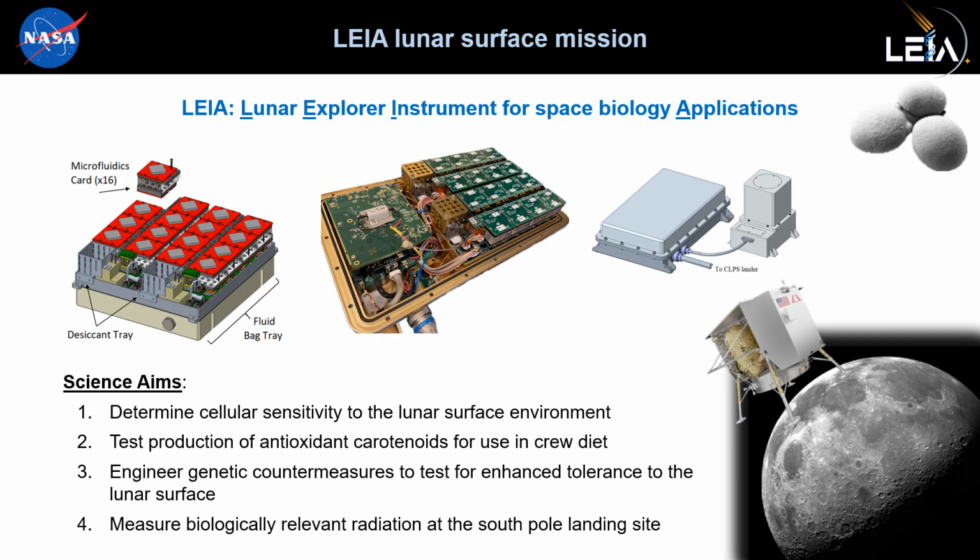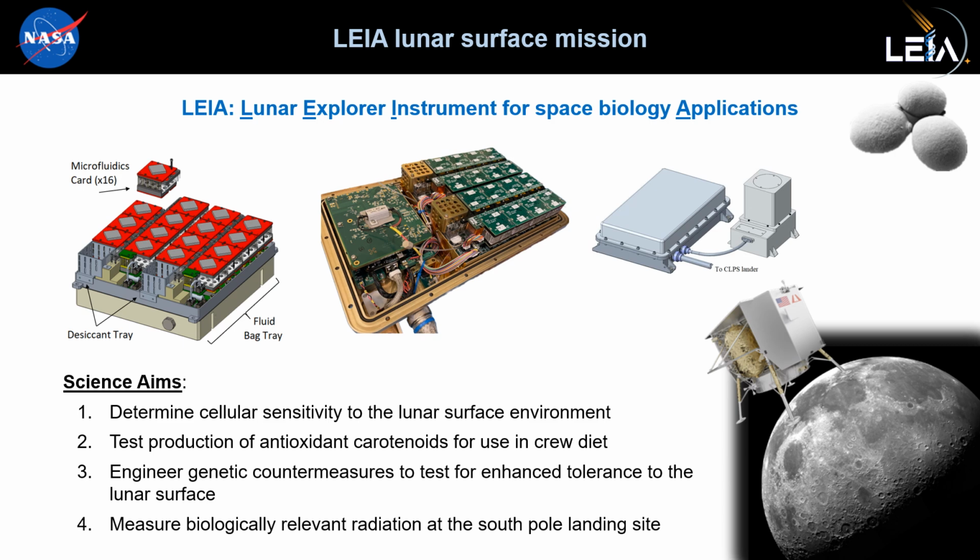LEIA has 4 primary objectives. Number 1 is to determine the effect of the lunar surface environment on biology. We're going to be using a variety of yeast strains that have mutations on different DNA repair pathways and different stress pathways, to understand the effect of the lunar surface radiation and the partial gravity of the moon and how that affects biology.